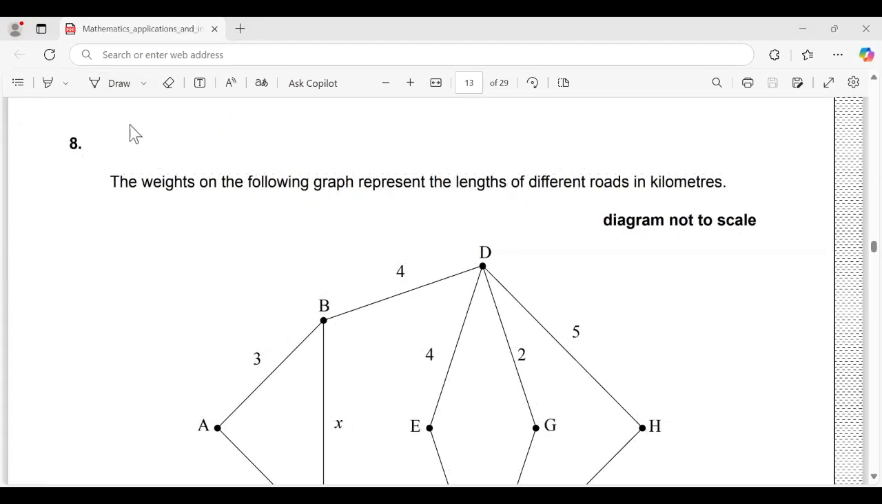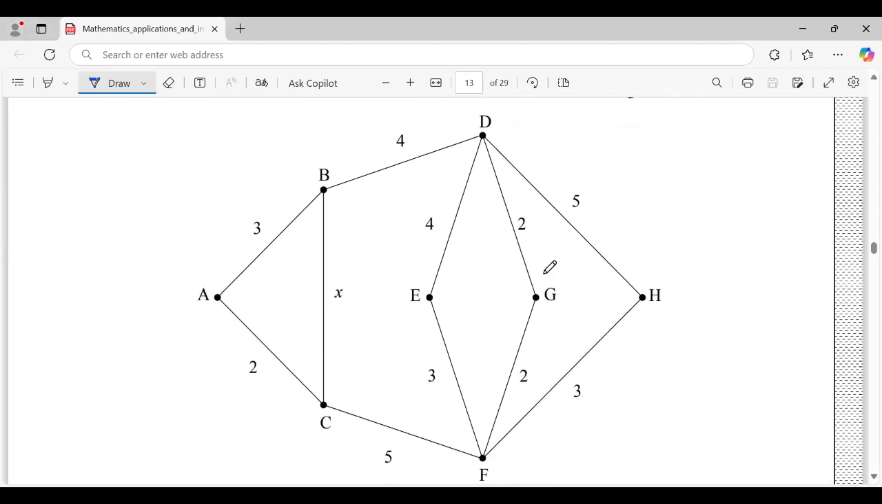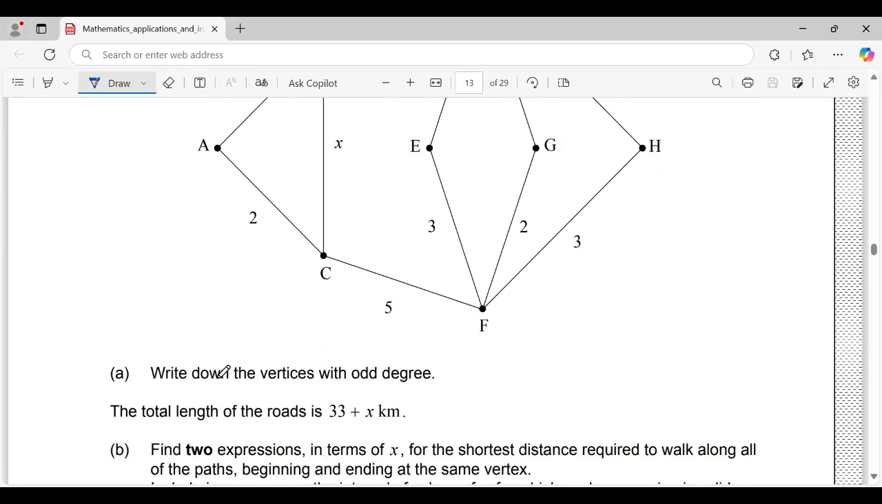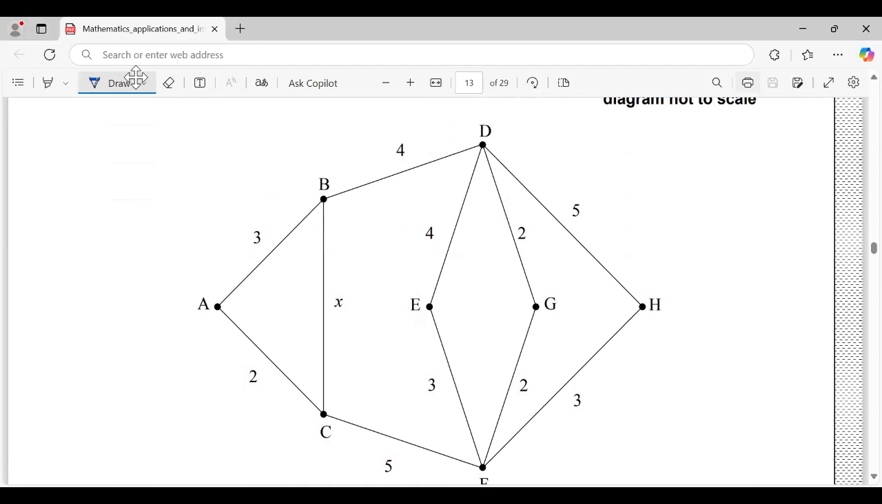Number 8, the weights on the following graph represent the length of different routes in kilometers. Right, this is the graph. And the question: write down the vertices with odd degree. All right, let's check one by one.